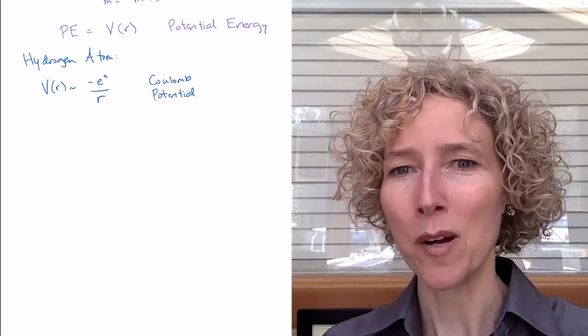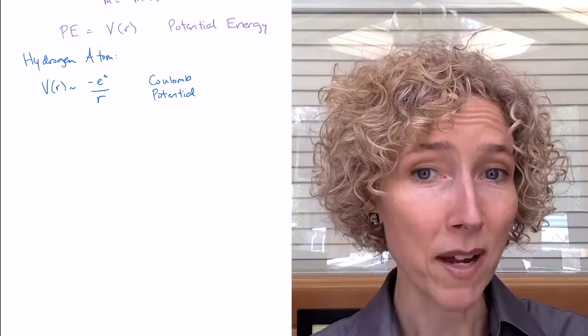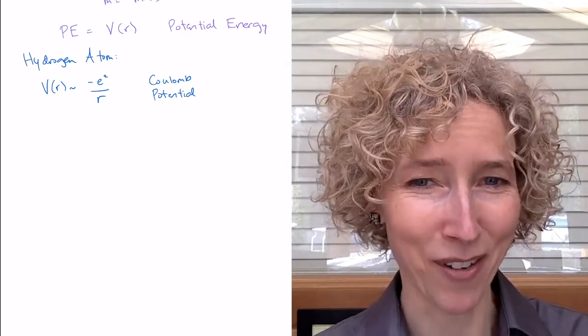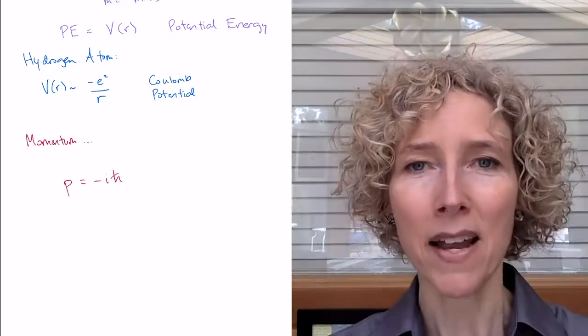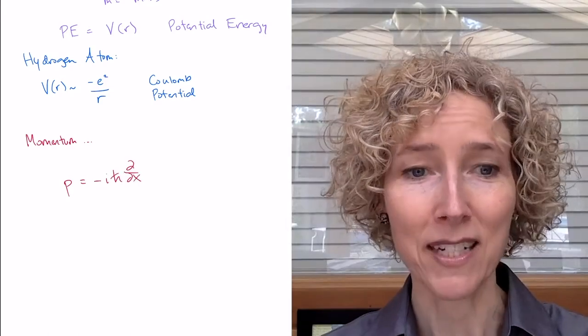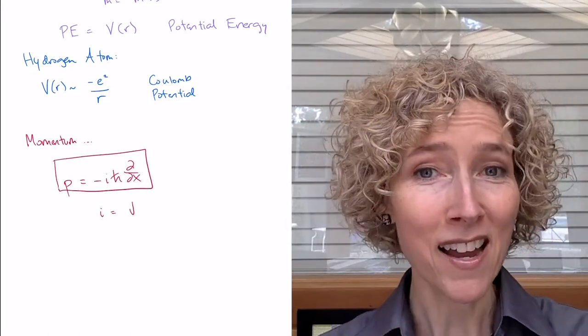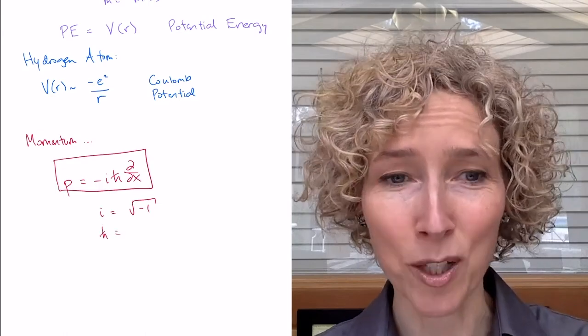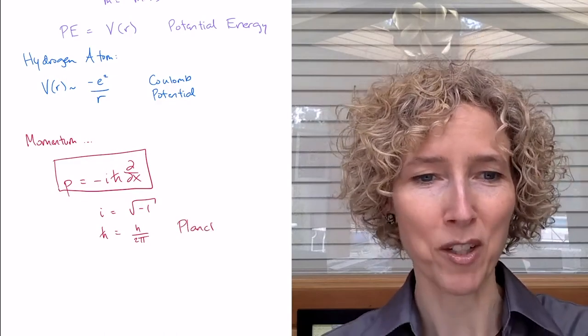Now, here's probably the strangest thing about how we write down momentum in quantum mechanics. Are you ready? We write it down as p, momentum, equals minus i h bar d by dx. H bar is Planck's constant. i is the imaginary number i, the square root of -1, and d by dx is the first derivative with respect to position.